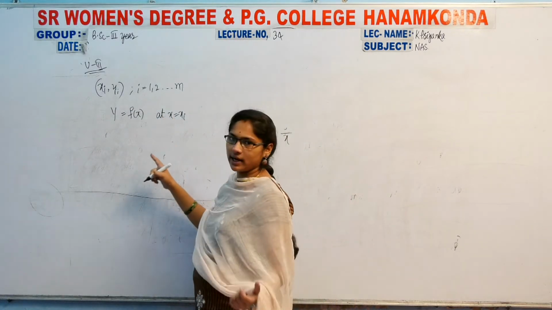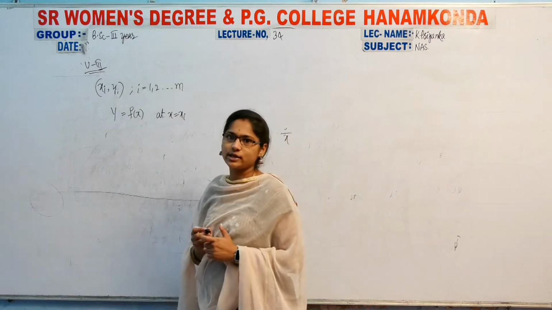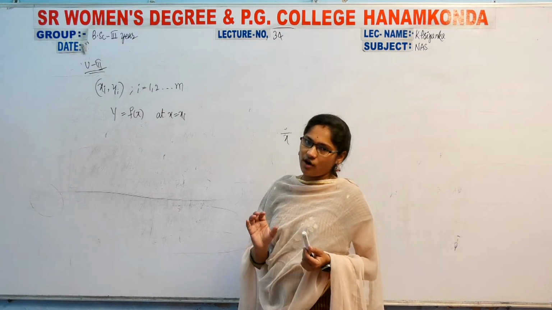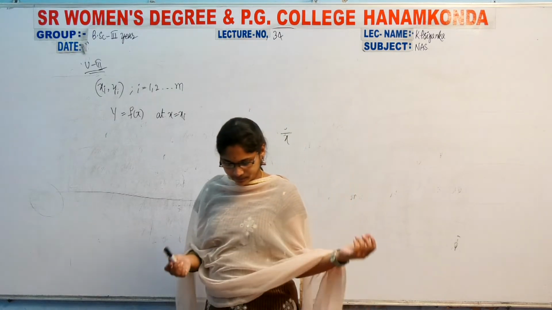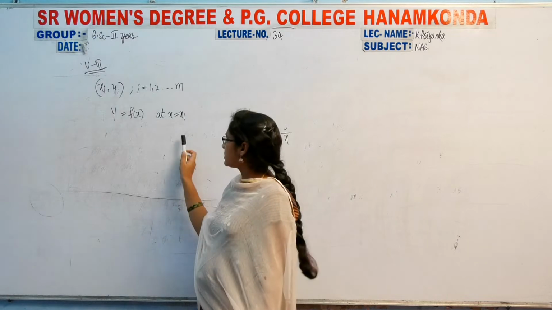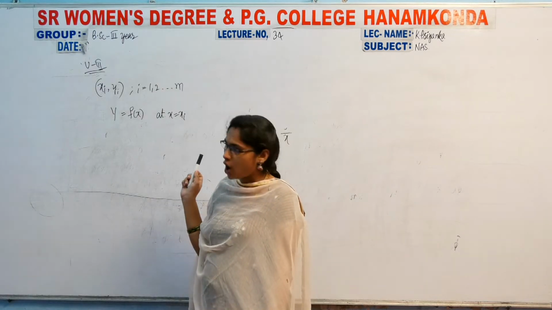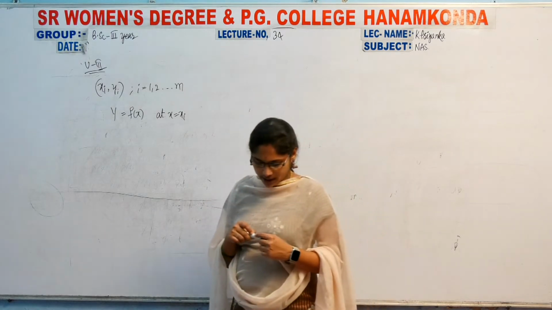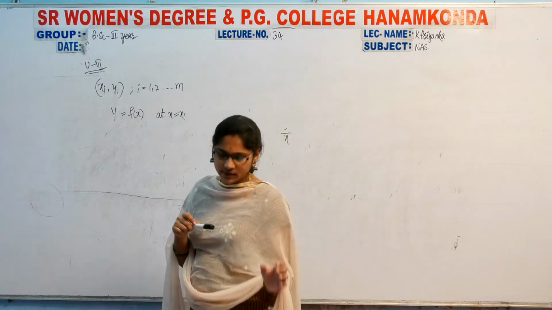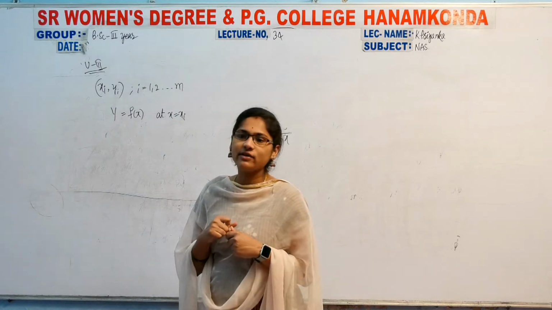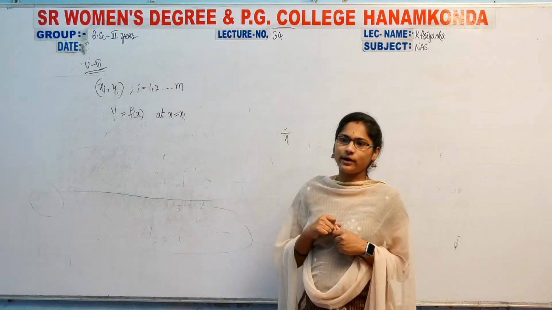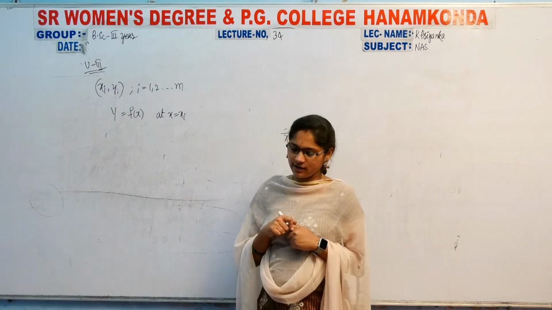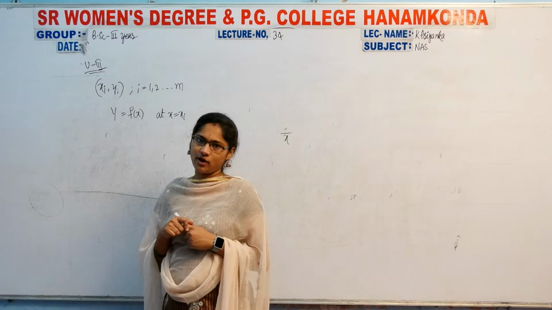That means we have to take x equal to x1, x2, x3, x4 and so on. Then what we get? f of x1, f of x2 and so on. xi is the given abscissa, meaning x values, and ordinate means y values. Ordinate is yi, and the corresponding value on the fitting curve is f of xi.